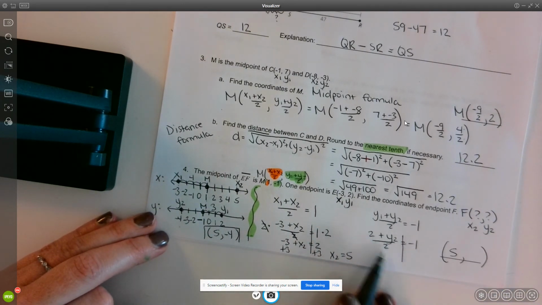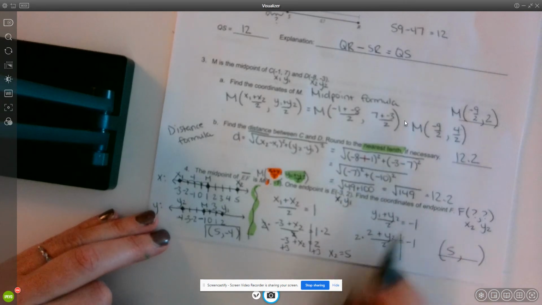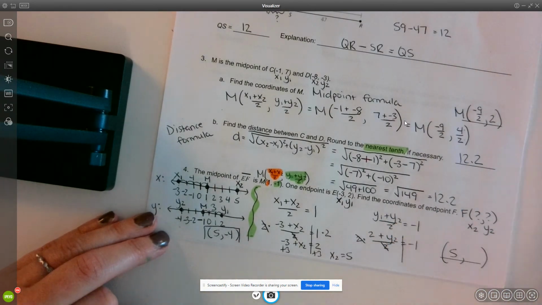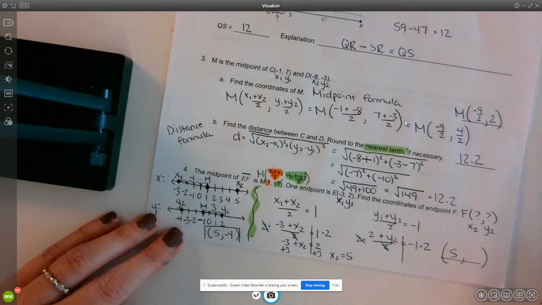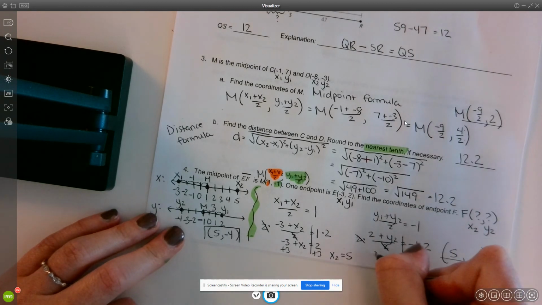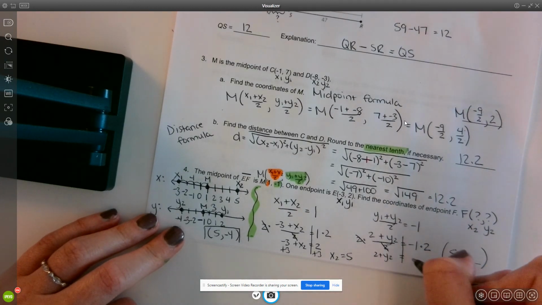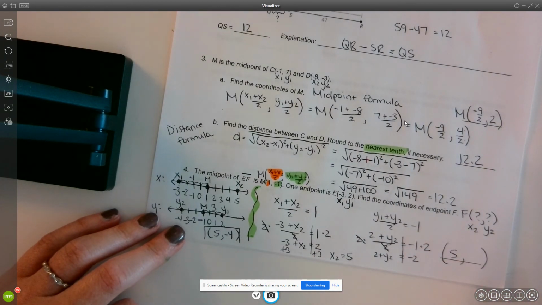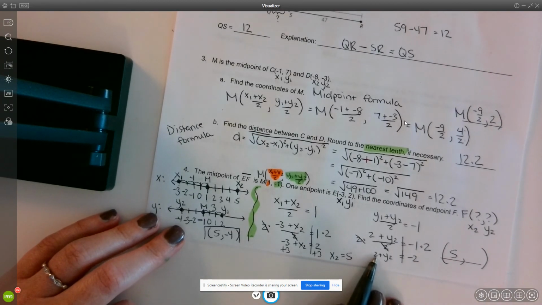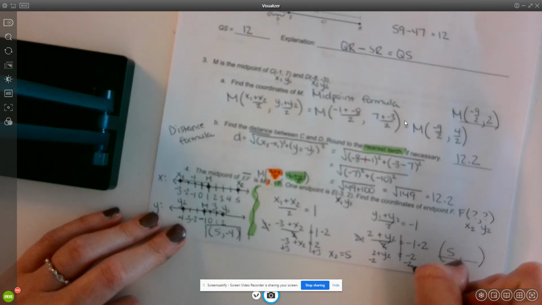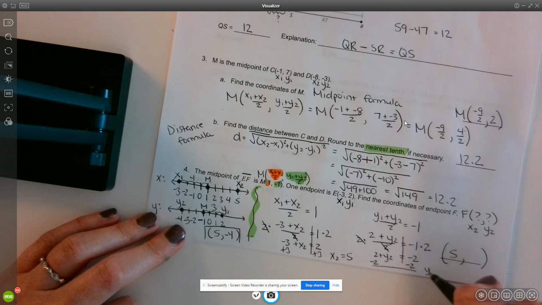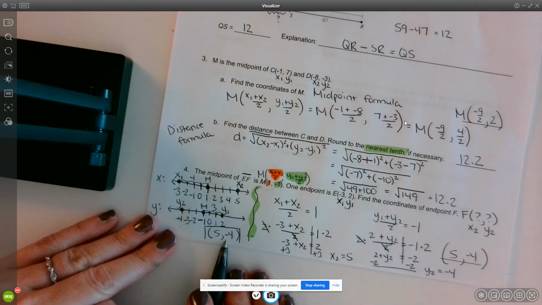Still need to solve this equation over here. Again, I need to multiply by 2 to get rid of the denominator. Do the same thing on the right. I need to subtract 2 from both sides. And I get that y2 is equal to -4, which is what I got using the number line method.